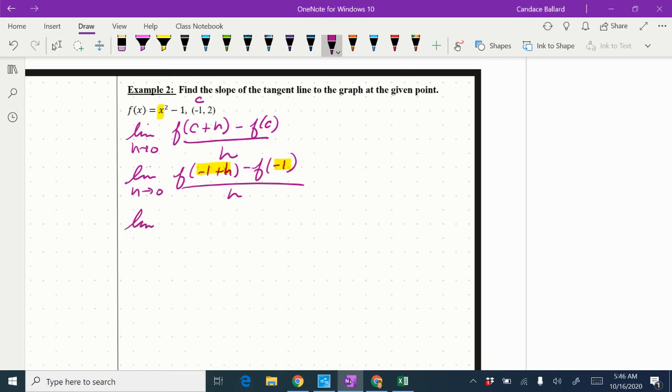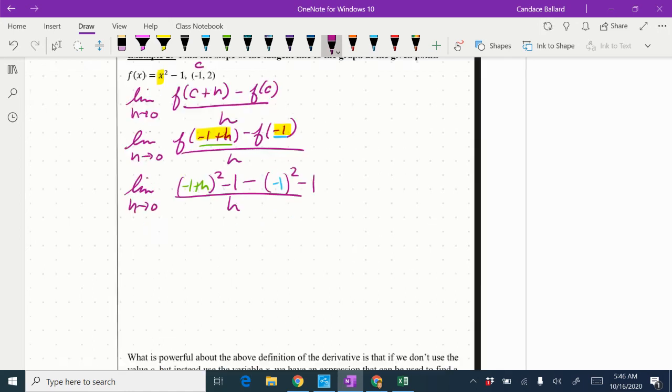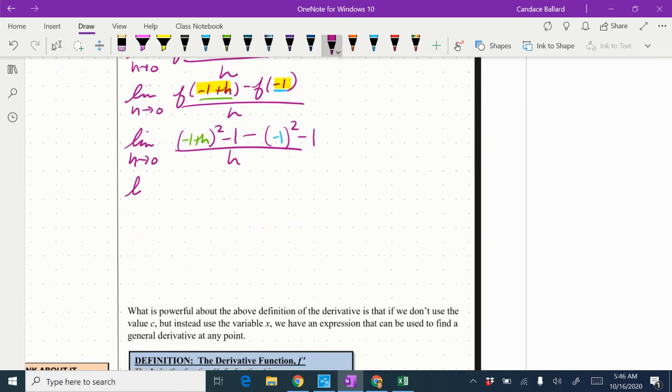So the limit as h approaches 0 of x squared minus 1. So I'm going to plug in the -1 plus h. And then we're minus, it's again x squared minus 1. And this time I am plugging in a -1. And it's all over h. All right, so we have the limit as h approaches 0.